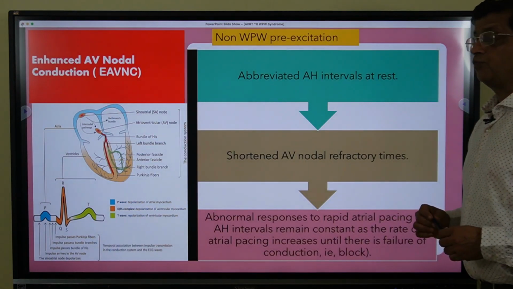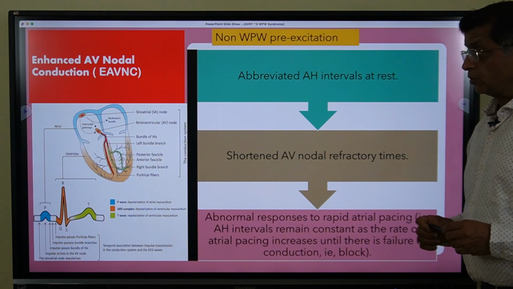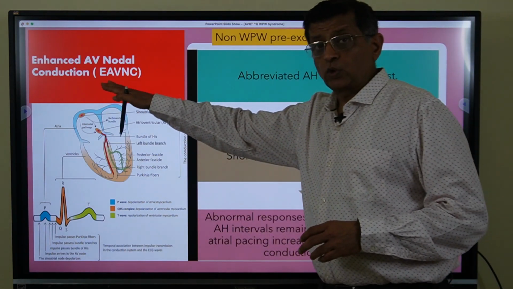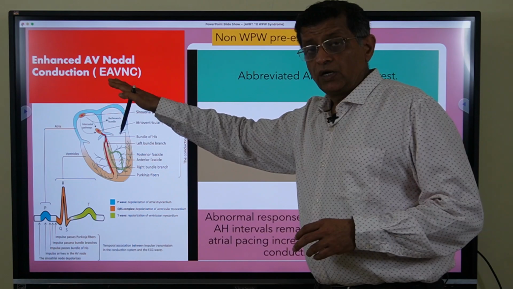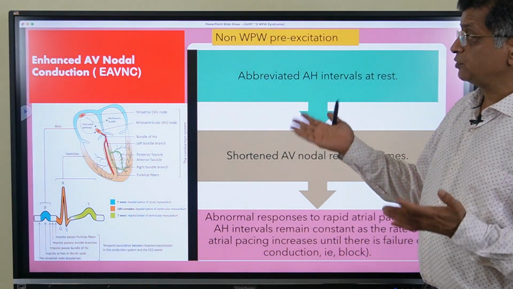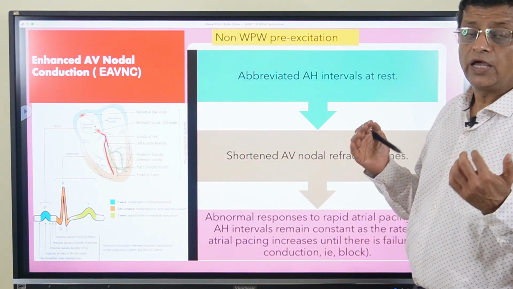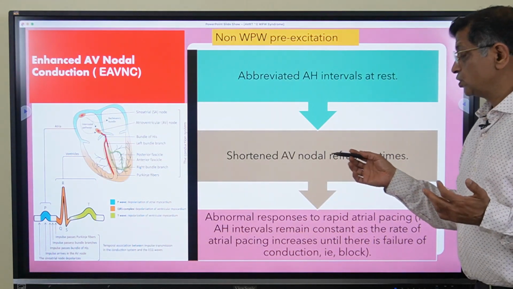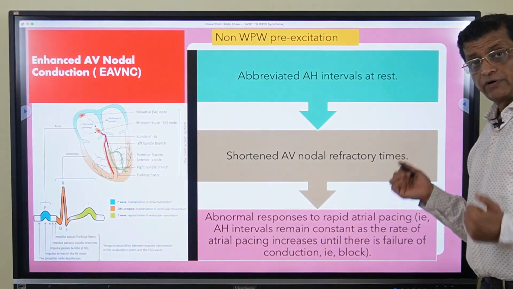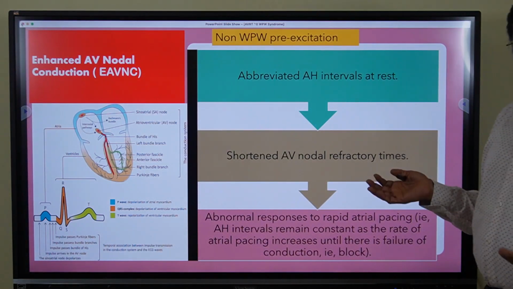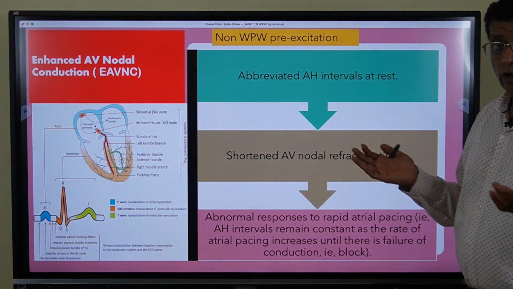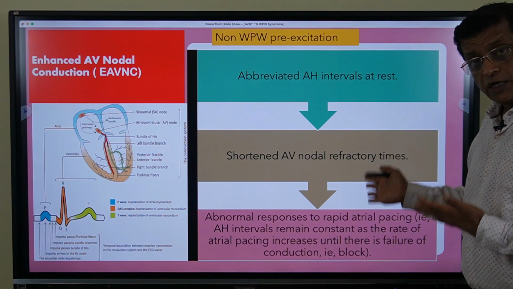Another example of pre-excitation which is not WPW is enhanced AV nodal conduction, EAVNC. This is actually, as the name suggests, a faster conduction in the AV node. What happens is there is shortened AV nodal refractory time. And how do you detect this? You cannot detect this on normal ECG, you have to do electrophysiology.